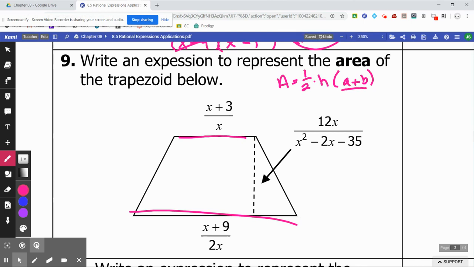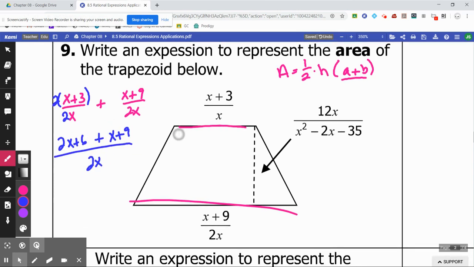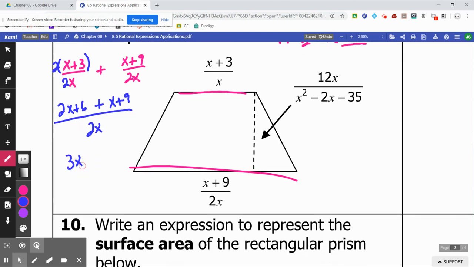So let's start out, and I think we can do it right here. Let's start out by adding our two bases, x plus 3 over x, and we've got to add that to x plus 9 over 2x. Very simple common denominator. We need a 2, so we're going to multiply top and bottom by 2. So you now have 2x plus 6 plus x plus 9 all over your common denominator. So that would be a 3x plus 15 over 2x. So that is your a plus b in your formula.